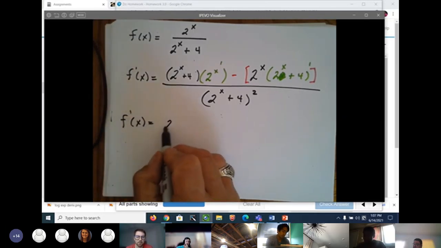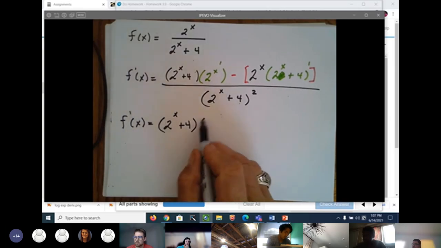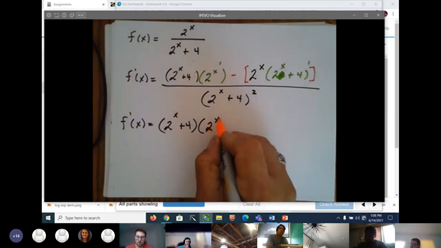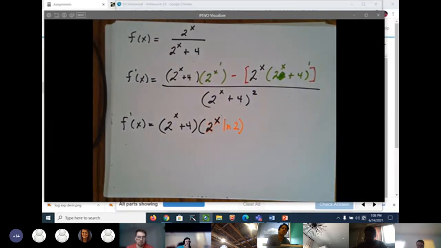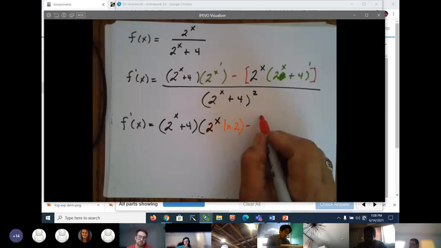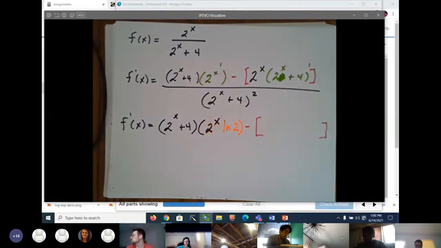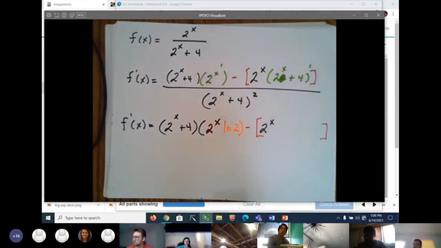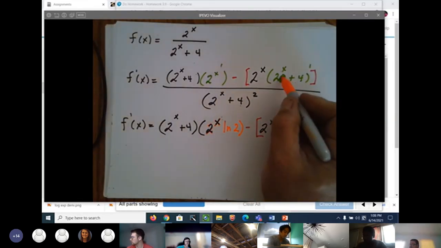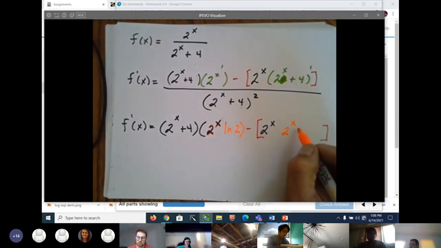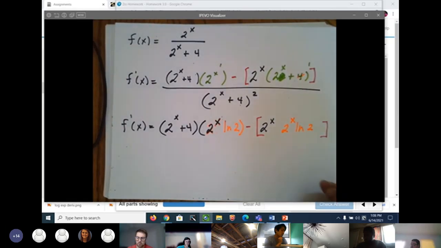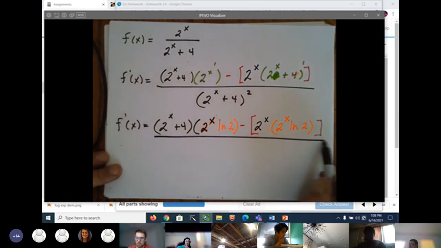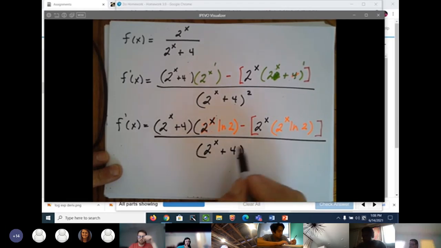F prime of x is equal to 2 to the x plus 4, oops, I'm sorry, 2 to the x times natural log of 2, minus 2 to the x. And this is going to be terms, that's going to zero out. The 4 is going to zero out. That's going to leave us with 2 to the x, natural log of 2, and that's going to zero out, all over 2 to the x plus 4, to the second power.